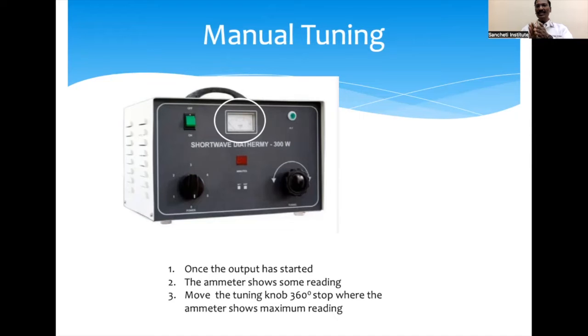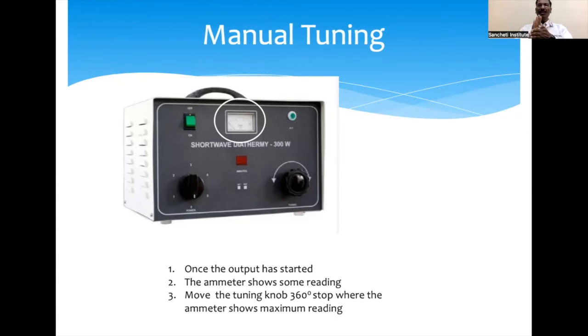When you move this, the capacitance decreases. The other set can be moved 360 degrees. When it is perpendicular to the other set of plates, it has minimum capacitance. So basically, we are trying to match the capacitance of the machine with the patient tissue. We say the machine is tuned when the ammeter shows maximum reading.